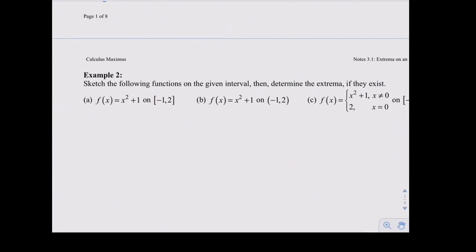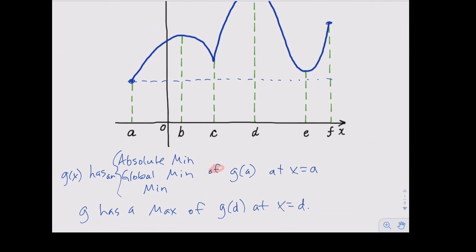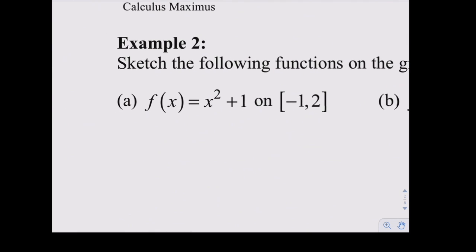All right, example 2. Sketch the following functions on the given interval and then determine the extrema if they exist. Oh, it was so nice to have the graph given up here because you could just look at it, right? Down here we're not given the graph, but the instructions say to go ahead and sketch the graph first so we could just look at it. That makes sense. Success is built right into the instructions there.